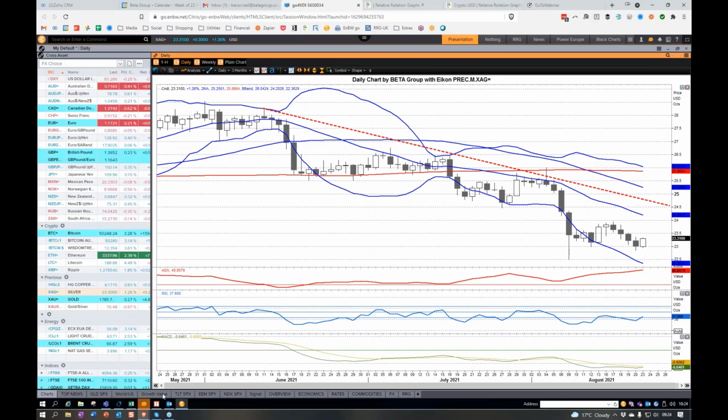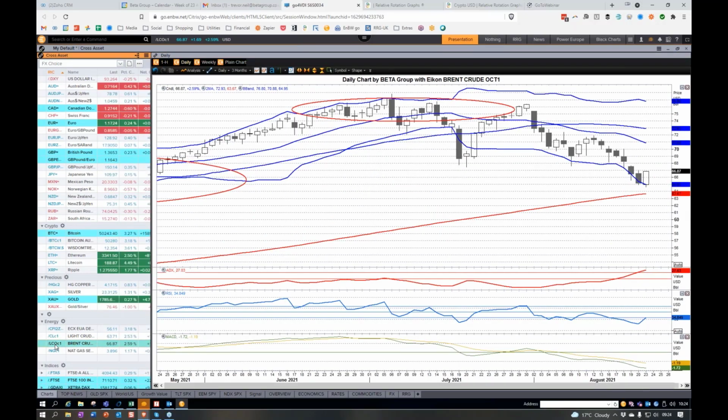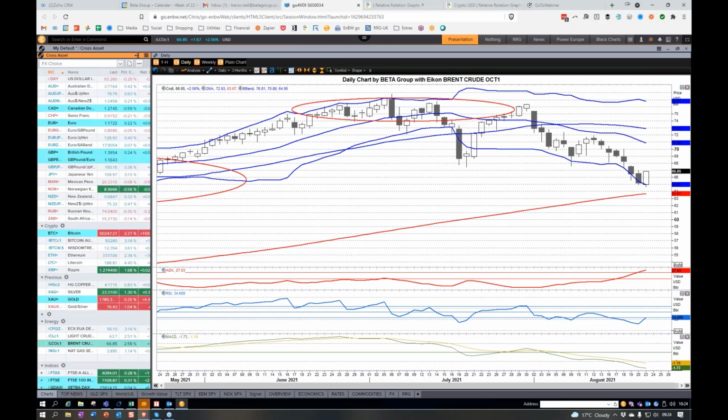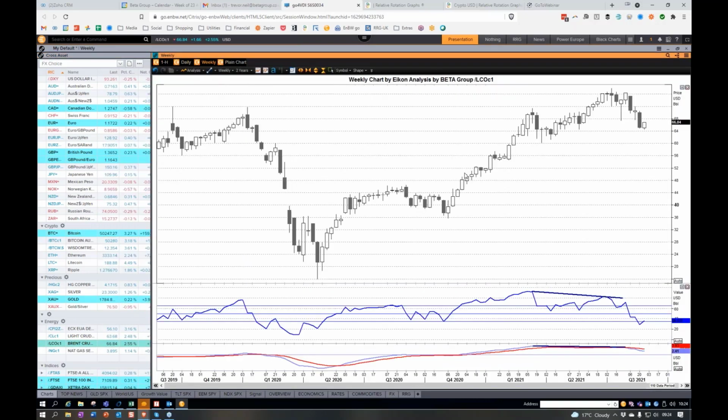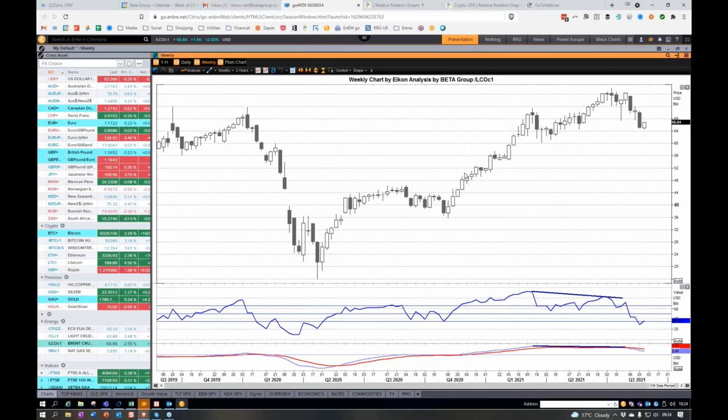Moving now on to Brent crude oil. My goodness, Brent crude oil had quite a week, didn't it? It had a 7-session fall before the Friday bounce. So here we've got the weekly chart. Let me do the weekly chart on Brent crude oil.